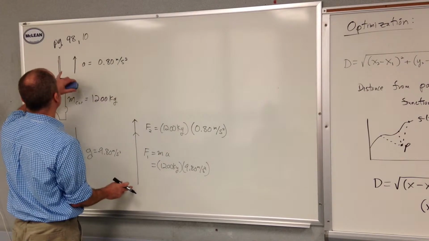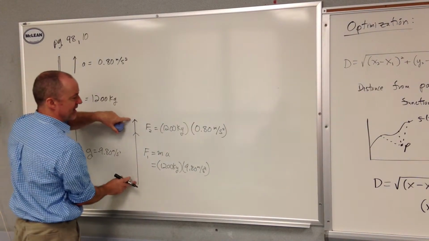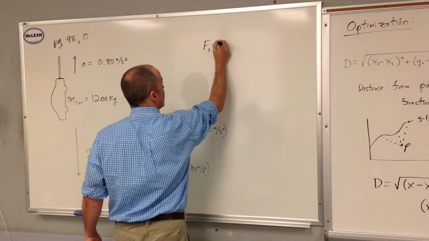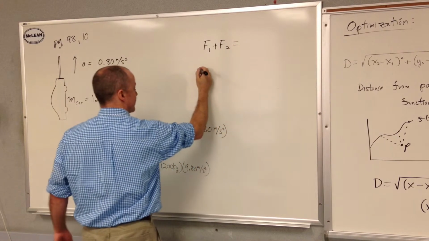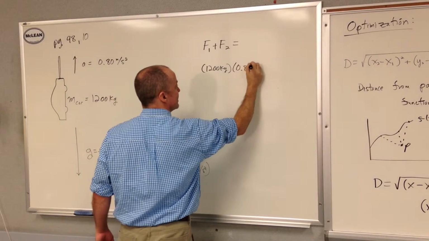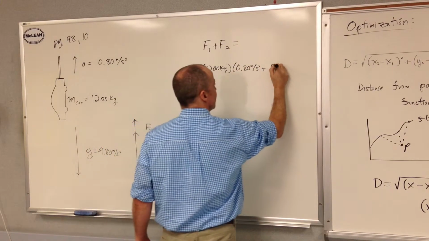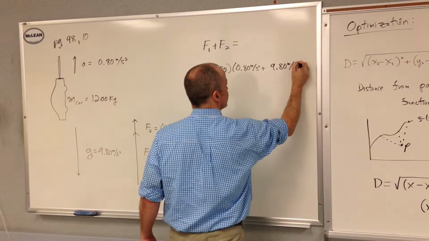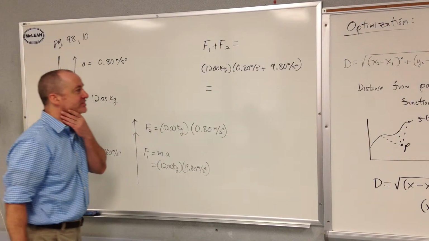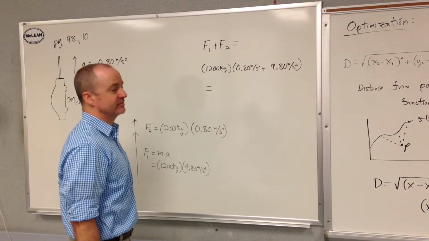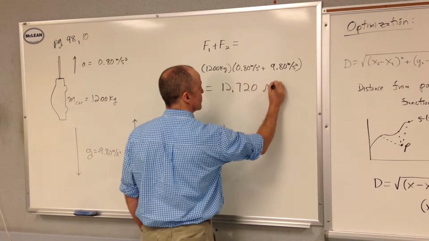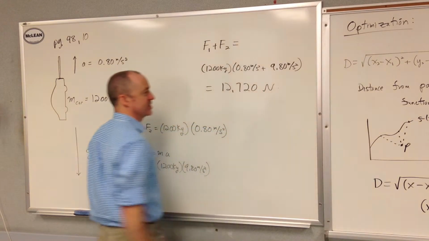But the problem says the car is accelerating at this moment, so the rope has to be able to handle both of these. How much tension is this? What will F1 plus F2 equal? They'll equal 1,200 kilograms times 0.80 meters per second squared plus 9.80 meters per second squared. And how many newtons is that? Who's got the answer or a calculator? 12,720. 12,720 newtons, which are kilograms times meters per second squared.